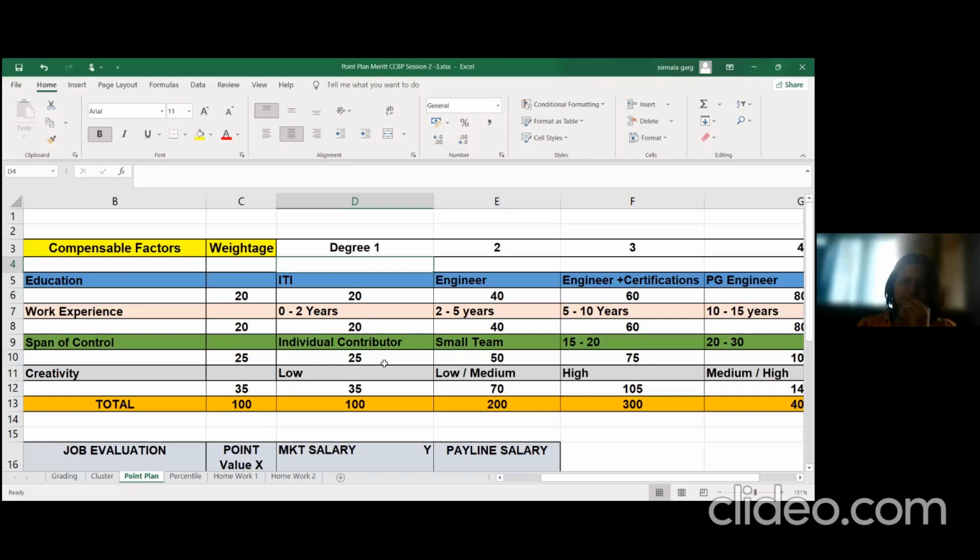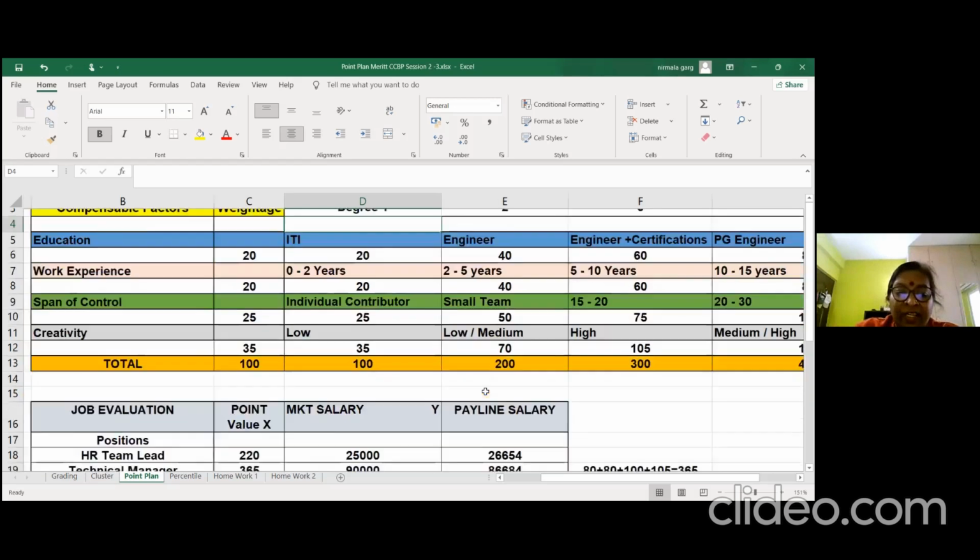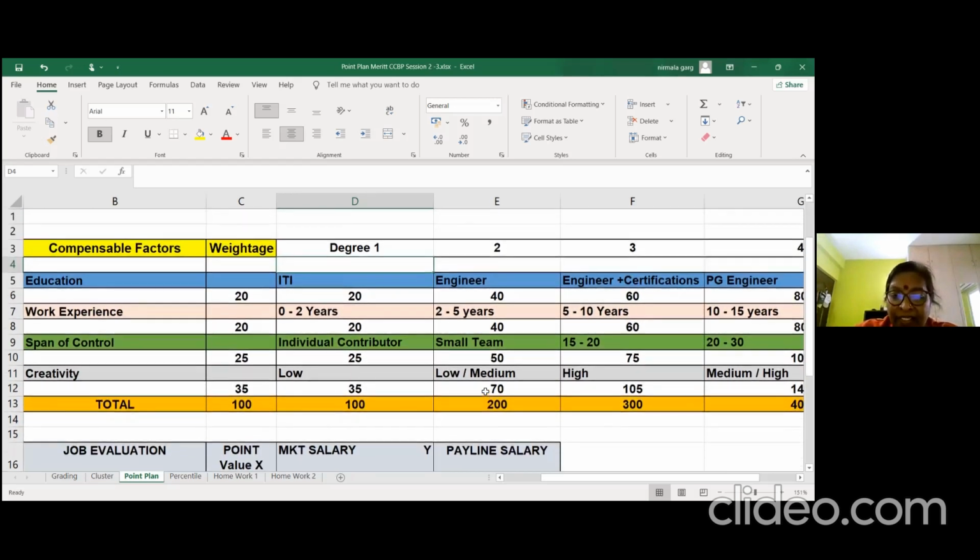For example, span of control is the individual contributor. So what will I apportion? 25 points. Say, for example, creativity is probably low to medium. So what will I assign? 70 points. Because this data is for another exercise I have done.